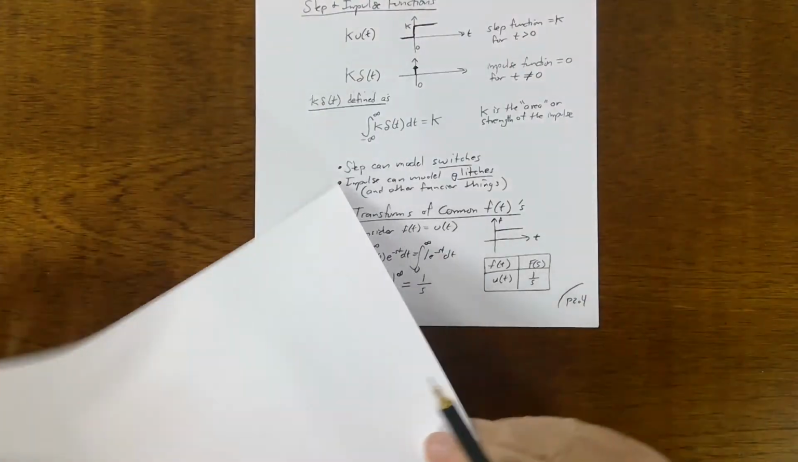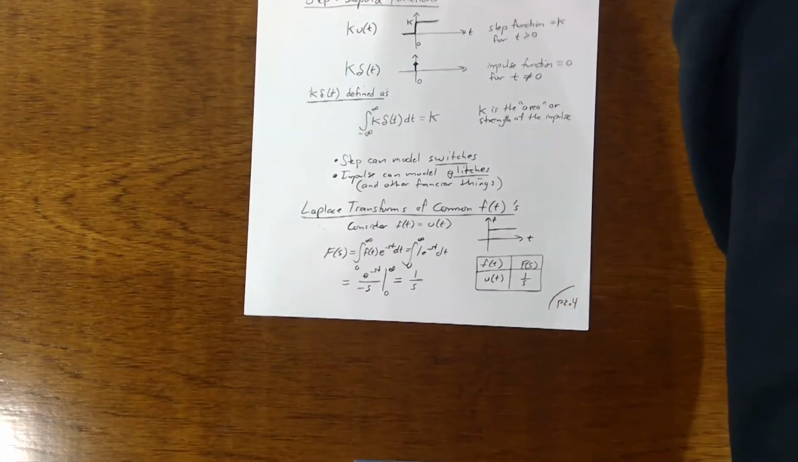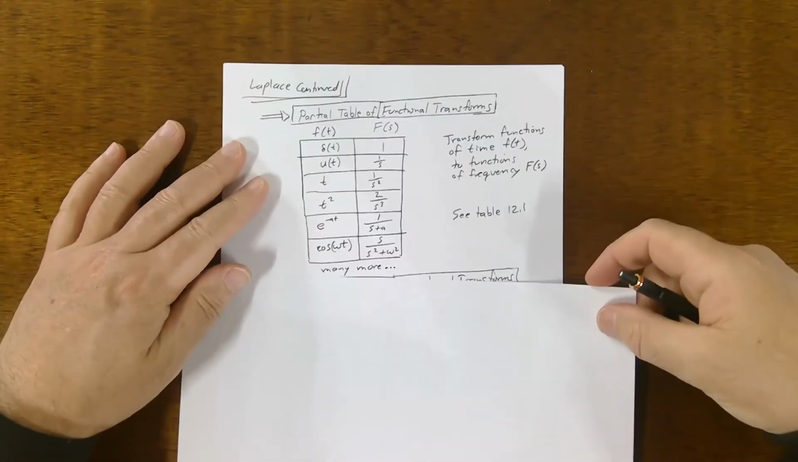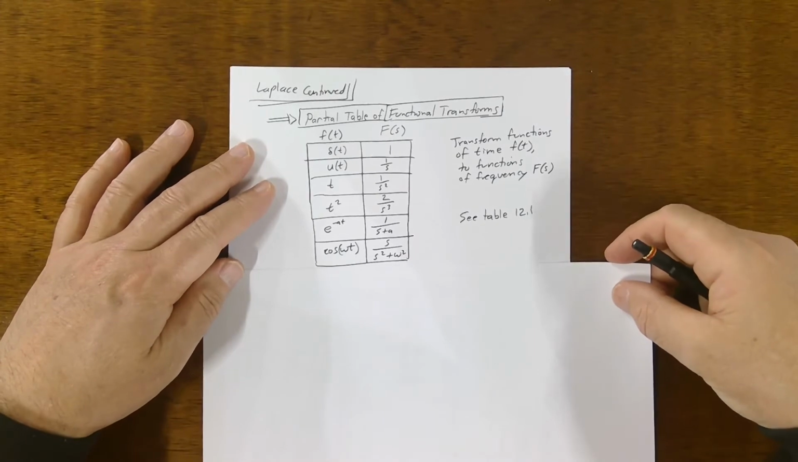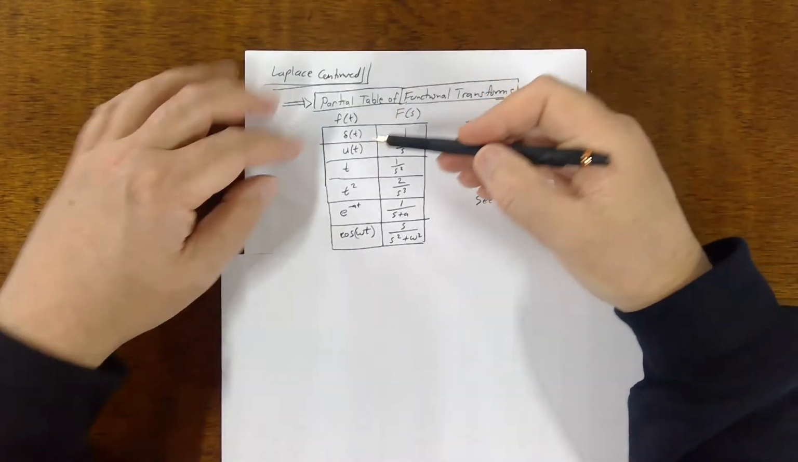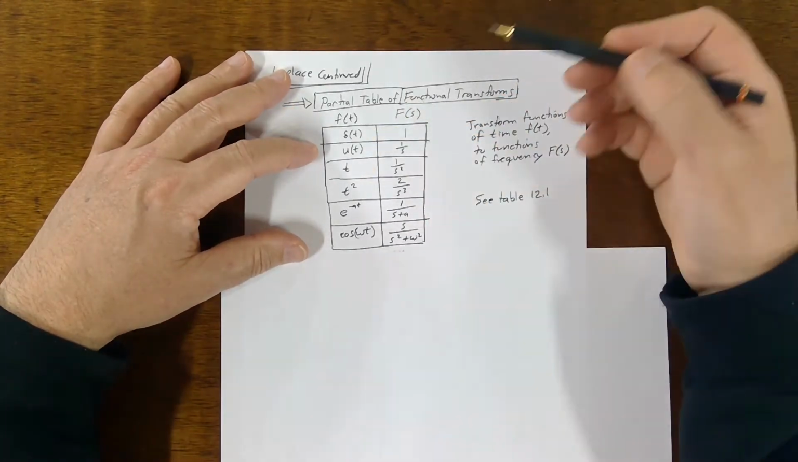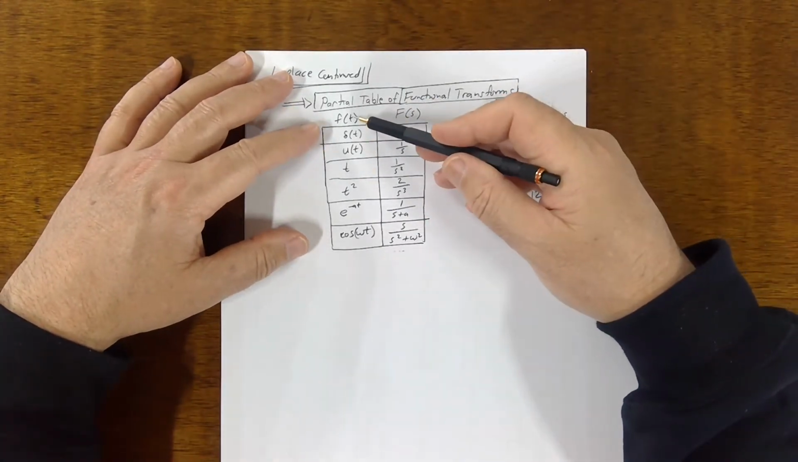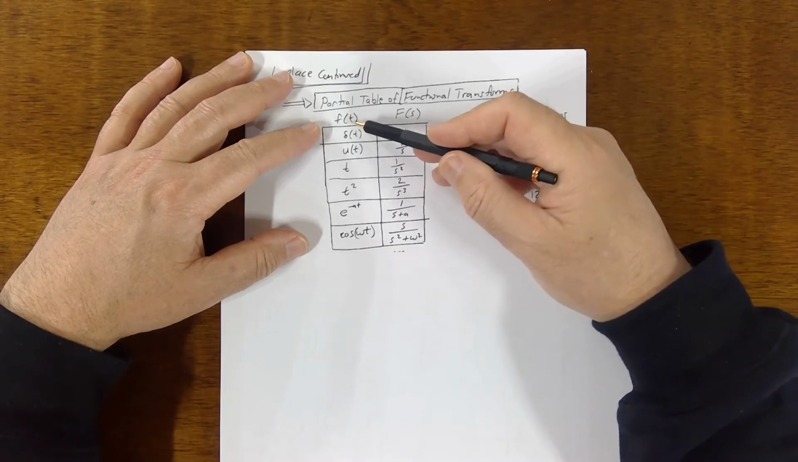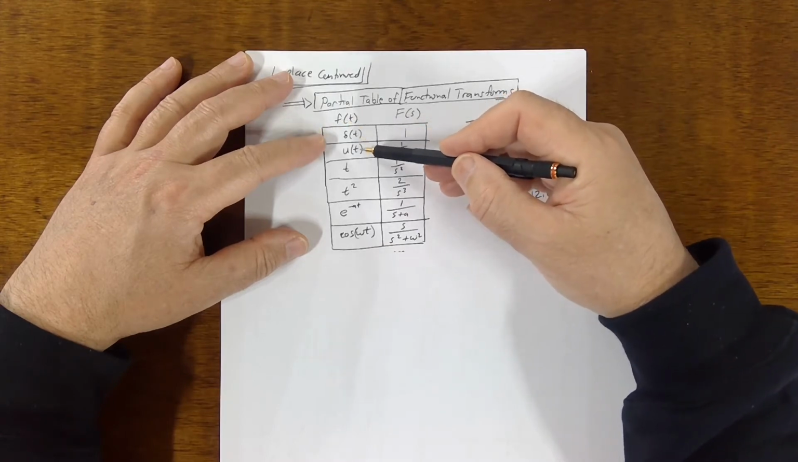Okay, the common ones have been done for us. This is not a math class, it's an engineering class. We just want the answers. So people have taken, and I'm going to make you do a couple just so you get the feel of these, but people have taken various functions of time, so little f of t's, like the impulse function, the step function.